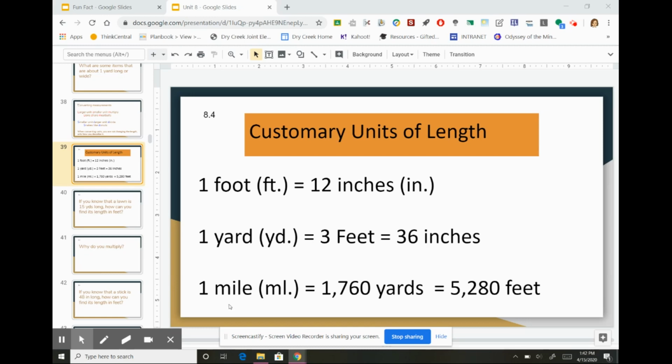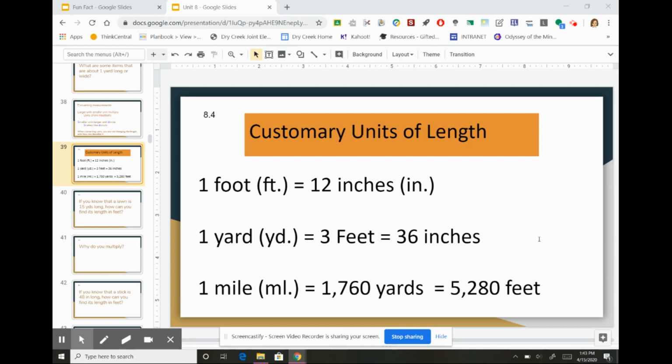A mile, we haven't talked about a mile, but a mile is equal to 1,760 yards, which is equal to 5,280 feet. Okay, so that's our mile.